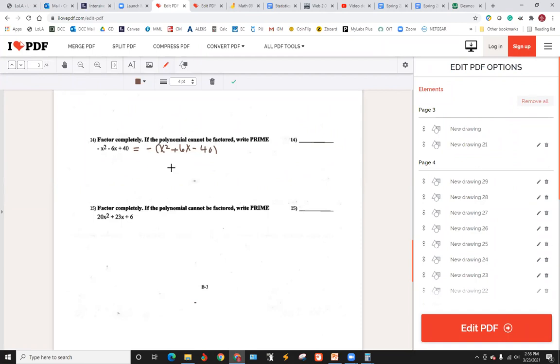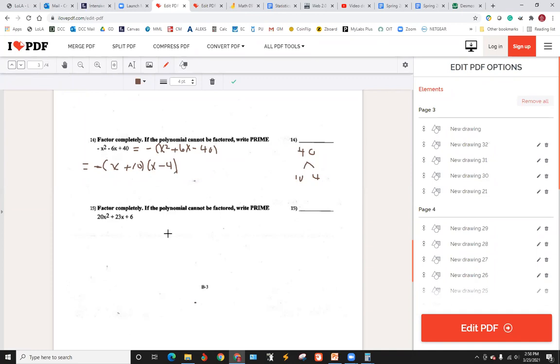It doesn't matter. All right, so we need the factors of 40 that have a difference of 6, and that's 10 and 4. Pretty easy. All right, so this one factors as negative x, and it has to be the largest one is positive. So there's your factored form. Just keep that negative sign in front. We'll come back to that one in a second.